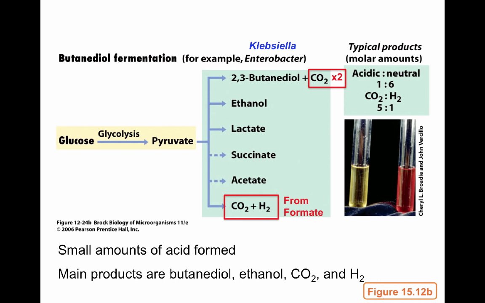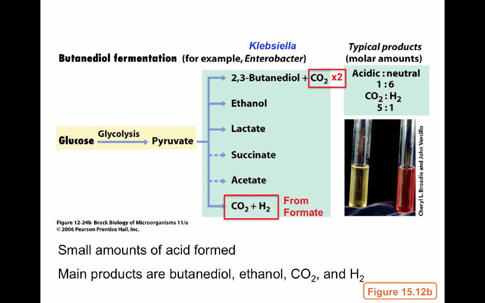Now, the other enteric bacteria are going to ferment butanediol, and Enterobacter and Klebsiella are two example organisms that are going to do this. They are going to take glucose again through glycolysis and generate pyruvate, but the final products are going to be different. So you're going to have ethanol, lactate, succinate, acetate, and carbon dioxide and hydrogen, and those are coming from formate, as we've shown before. But 2,3-butanediol and carbon dioxide are also going to be made.